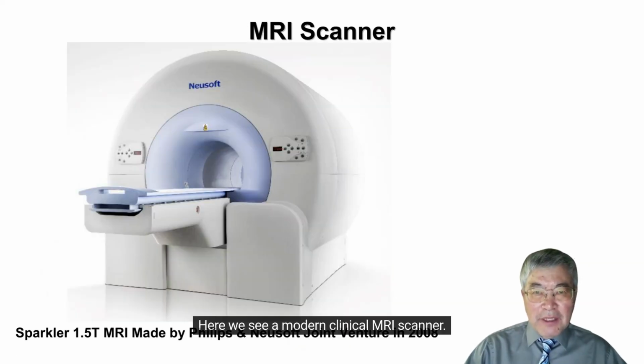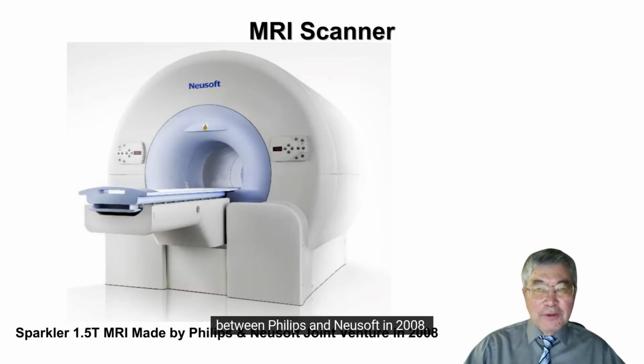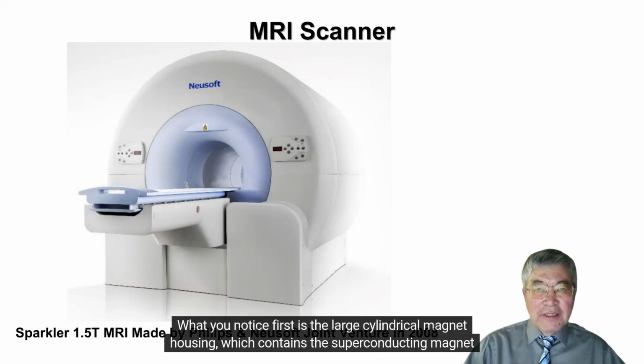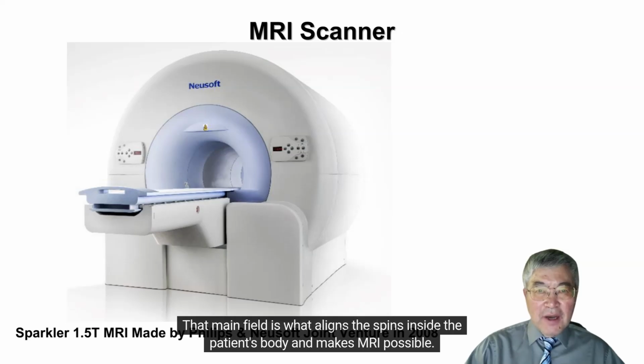Here we see a modern clinical MRI scanner. This particular system is the Sparkler 1.5 Tesla MRI, which was made through a joint venture between Philips and Neusoft in 2008. What you notice first is the large cylindrical magnet housing, which contains the superconducting magnet that generates the powerful and stable magnetic field, known as B0.